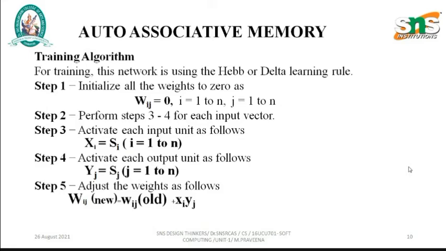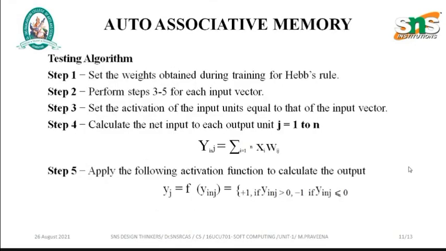So we have to activate each and every input: xi = si for i = 1 to n. Similarly, yj = sj for j = 1 to n. Next, we have to adjust the weight. How do we adjust it? New weight is equal to old weight plus xi yj. This looping will be repeated.